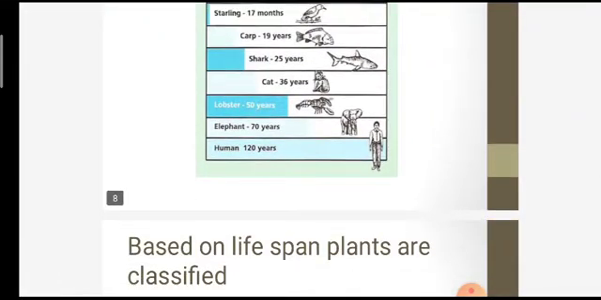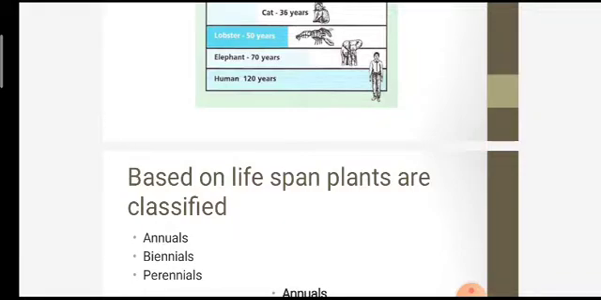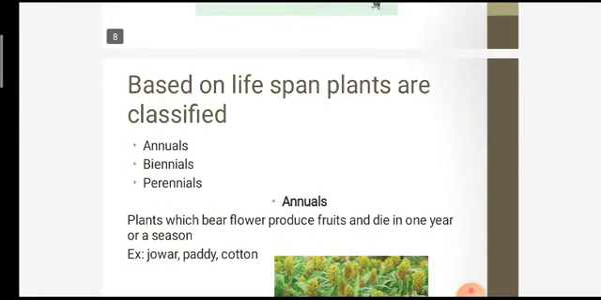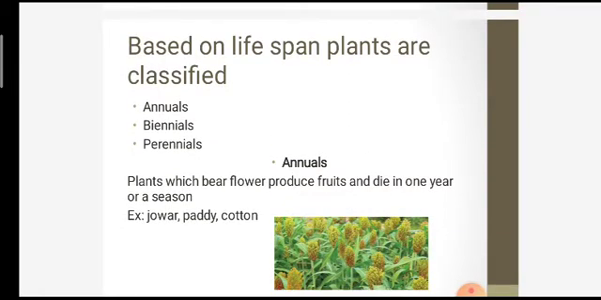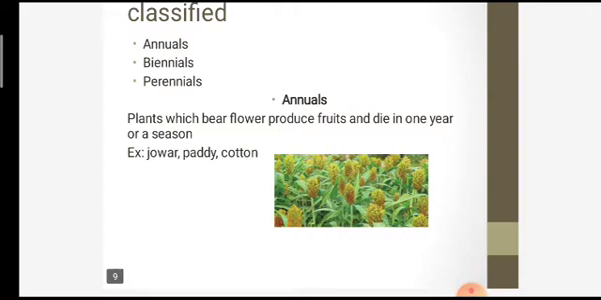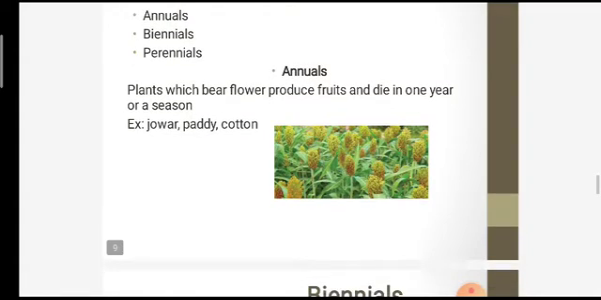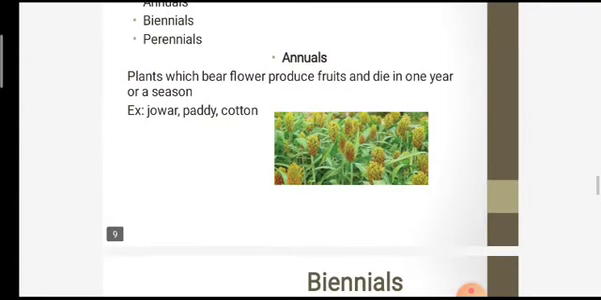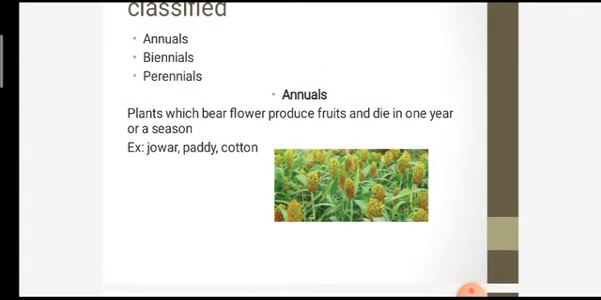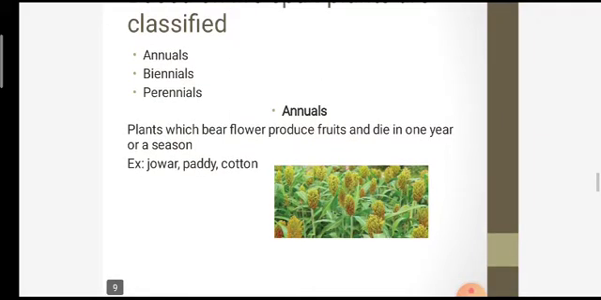Based on lifespan, meaning a particular age, the plants are classified. Plants are classified into annuals, biennials and perennials. Annuals means year. Which are these annual plants? Let us see. Plants which bear flowers, produce fruits and die in 1 year or a season, within 1 year they will die off. These are called annuals.